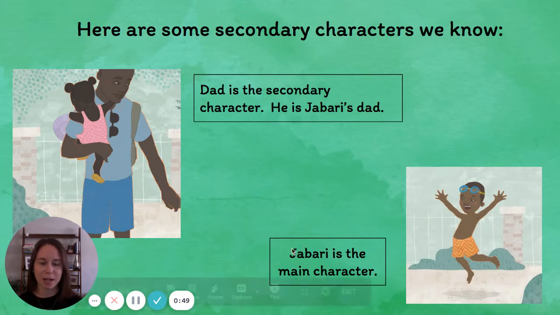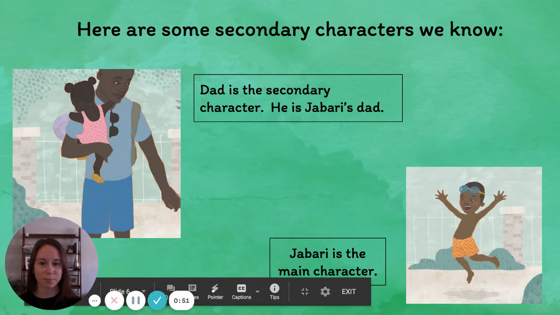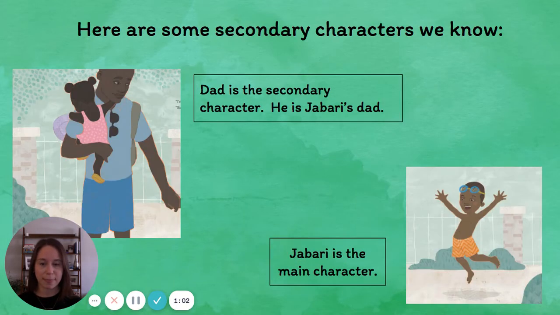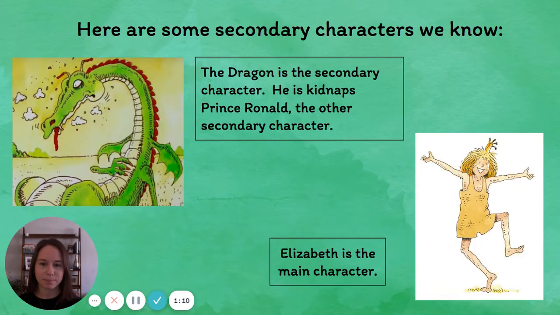Here are some secondary characters that we know. Mr. Slinger is a secondary character. He's Lily's teacher. Lily is the main character in Lily's Purple Plastic Purse. In Jabari Jumps, Dad is a secondary character. He's Jabari's dad. Jabari is the main character.